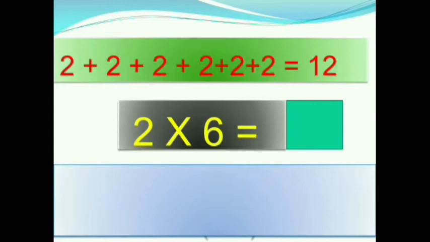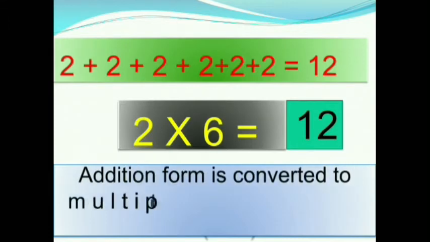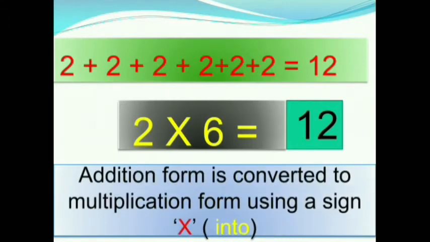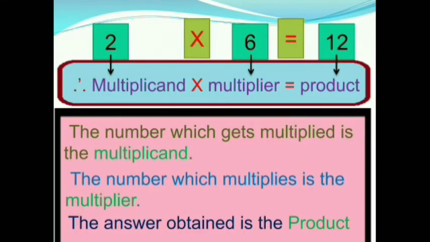2 6s are how much? Yes, 2 6s are 12. Therefore, 2 multiplied by 6 is equal to 12. Addition form is converted to multiplication form using the sign into. Here 2 is the multiplicand, 6 is the multiplier, 12 is the product.